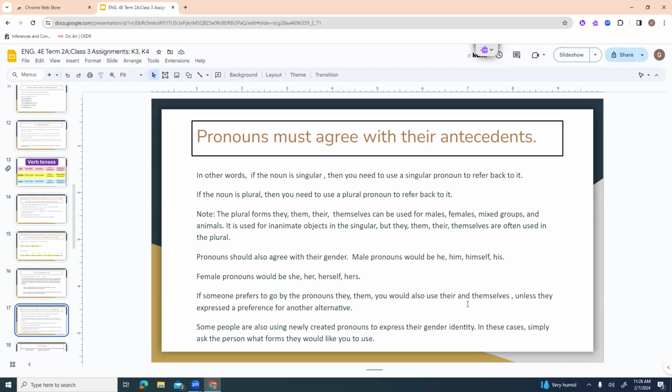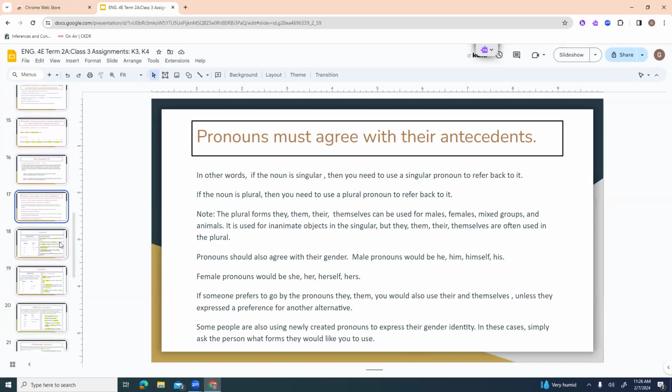Occasionally people have newly created pronouns to express their gender identity. There's things like j'ai and j'aime and that kind of thing. In that case, just ask them what they want to use. And then again, you would consistently use it. That's basically the idea, is just that you're being consistent. You're using the same thing each time, so people aren't getting mixed up.